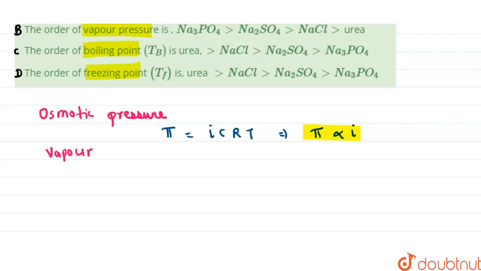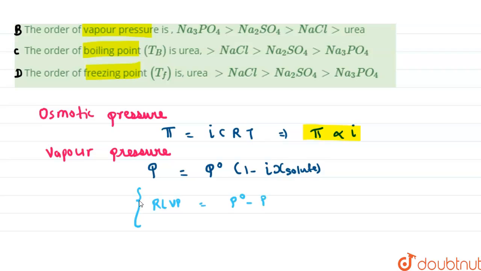If we consider the vapor pressure, then vapor pressure P is equal to P naught (1 minus i times X solute). This expression has been derived from the concept of relative lowering of vapor pressure, from the equation RLVP, which is equal to (P naught minus P) upon P naught, which is equal to i times X solute. From this expression we can simply say that vapor pressure is proportional to 1 upon van't Hoff factor. The more the van't Hoff factor, the less the vapor pressure.